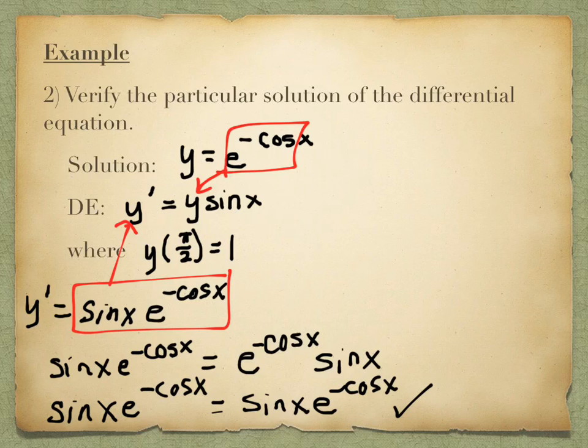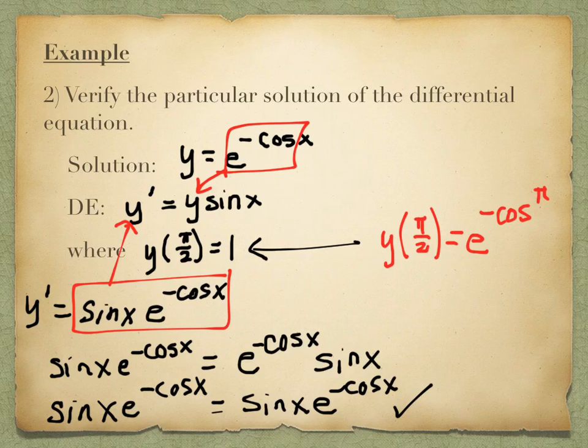Everybody good with that? Okay, the other piece then is verifying this right here. What happens when we take that pi over 2 and plug it in for x into the original equation? My original solution is y equals e to the negative cosine x. So I need to take that y and plug in pi over 2. So I have e to the negative cosine of pi over 2. All right, so now you've got to use your trig unit circle stuff. What is the cosine of pi over 2? That's 0. So this is e to the negative 0, or e to the 0, right? What is e to the 0? 1, which was exactly what we were supposed to be verifying here, right? That when we plug in pi over 2, we get back the value of 1.